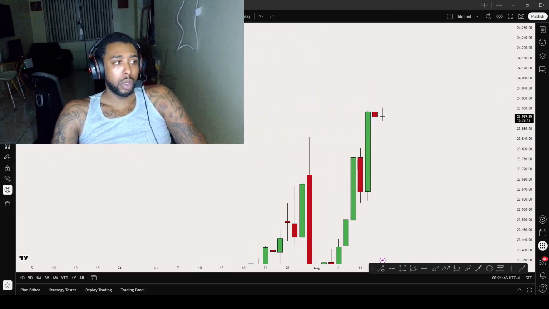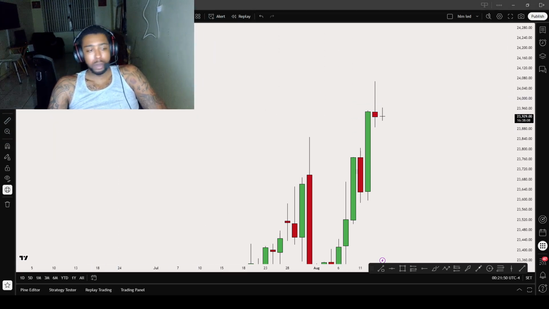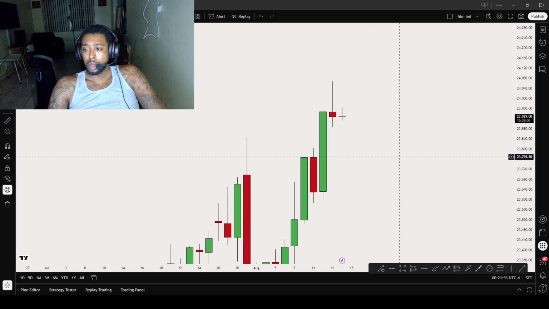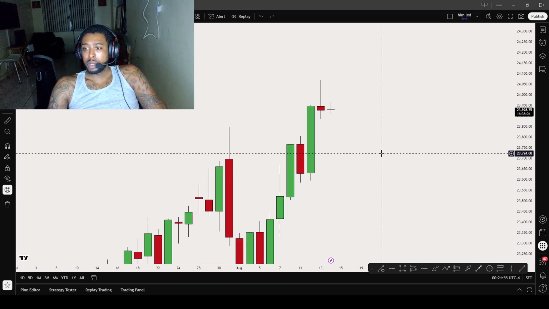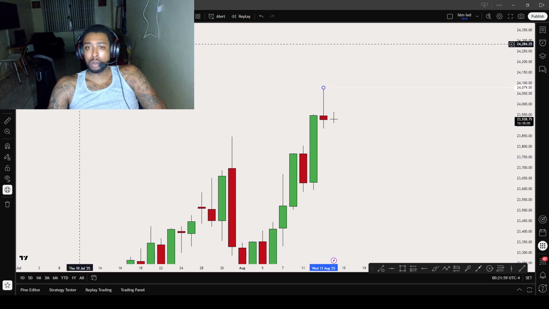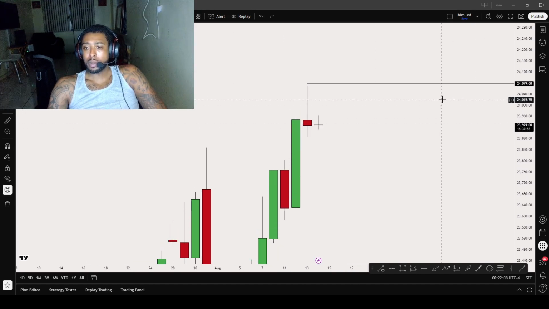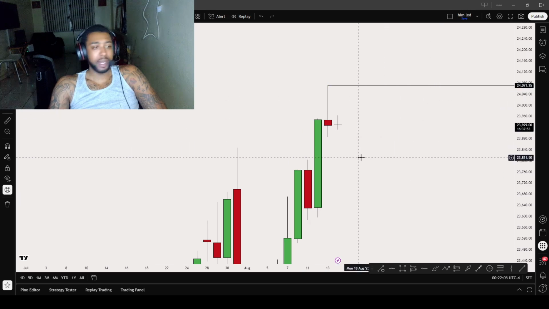So we're looking at the Nasdaq, right? Futures E-mini, QQQ. We're on a daily chart. As you see here, we have all-time highs right here, but you see this high wick, kind of like a doji.